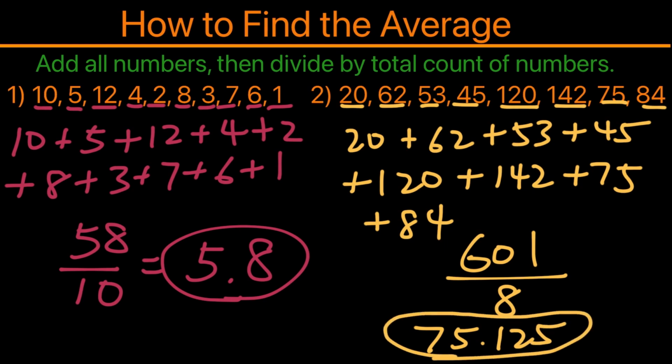So finding the average is just like it sounds. You're getting the average of all the numbers. And so you add up all the numbers divided by the total count of numbers. Hopefully this is helpful to you, and thank you for watching.